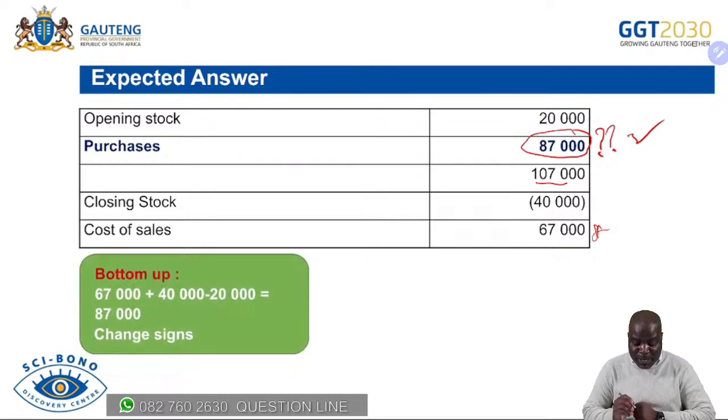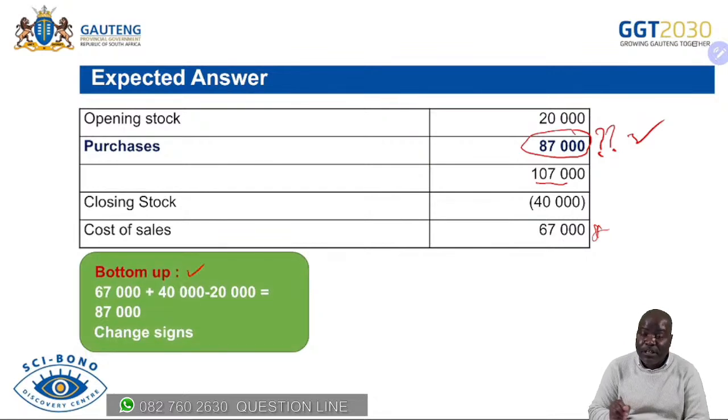Right. There is an explanation there, highlighted in red: bottom-up method. 67,000 plus 40,000 minus 20,000 gives you 87,000. The emphasis, boys and girls, is that you must change the signs. What signs are we talking about? We are talking about that bracket. It falls off now, it becomes a plus. What else? The 20,000 rands, which is not in brackets, signifies that it's positive. When you are reversing, it implies you are going to subtract that so that you arrive at that 87,000 rands.